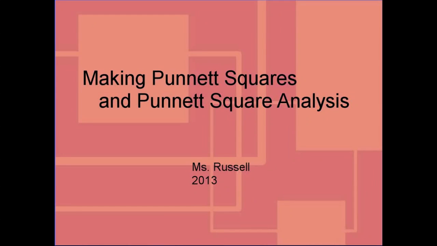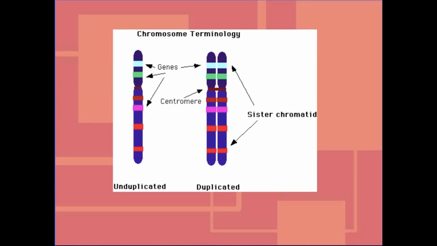Hey guys, welcome to this presentation on making Punnett squares and Punnett square analysis. Before we begin, I just want to reinforce where alleles are, and how genes relate to DNA and chromosomes. So here we have a picture of a chromosome, and on that chromosome are different genes. This is a gene, this is a gene, this is a gene, and all those genes code for a specific trait. They each code for a different specific trait.